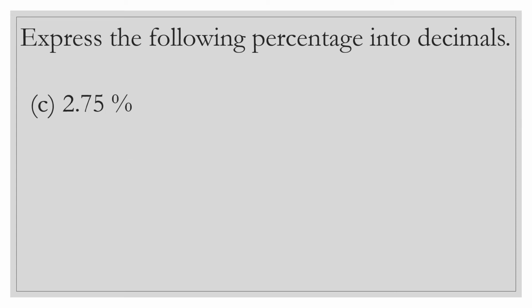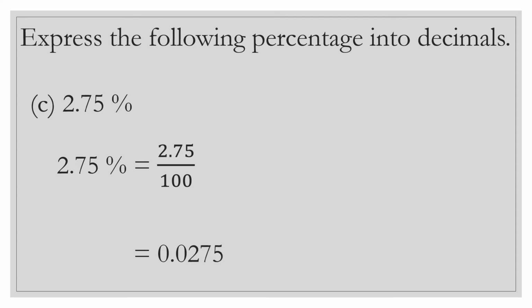Let us solve one more question. Question number C. Express 2.75% into decimals. And we know that 2.75% is equal to 2.75 upon 100. See, 100 have two zeros and we know that if we divide any decimal number by 100, decimal point shifts 2 places to the left. So the answer is 0.0275.